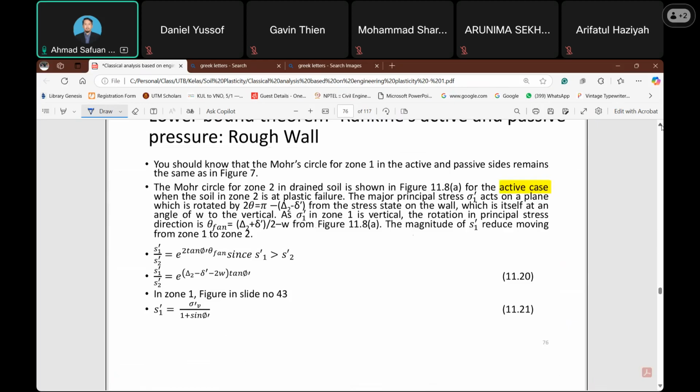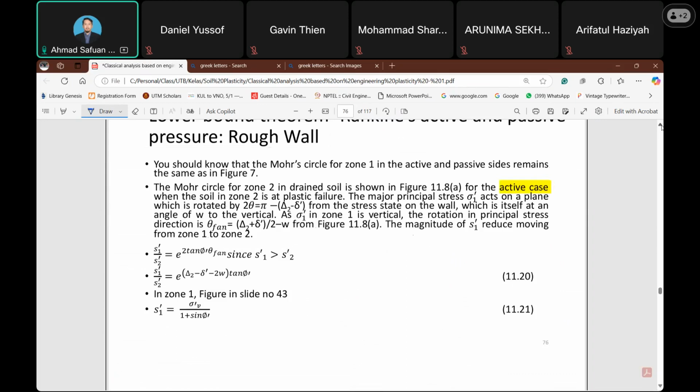Okay. So then the Mohr circle for zone 2 is shown in figure 11.8p for the passive case, when the soil in zone 2 is at plastic failure. The major principal stress sigma 1 acts on the plane which is rotated by 2 theta equal to delta 2 (this is subscript 2) plus delta from the stress state on the wall, which is itself at an angle of w to vertical.